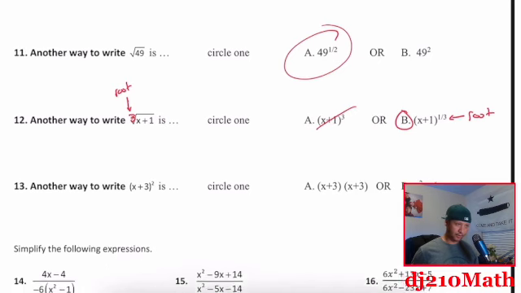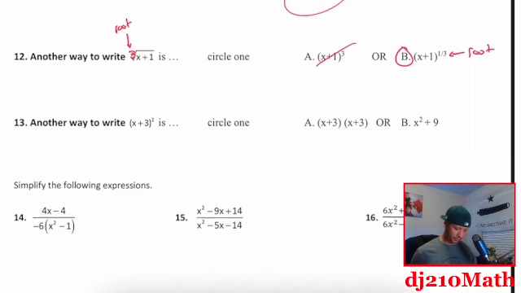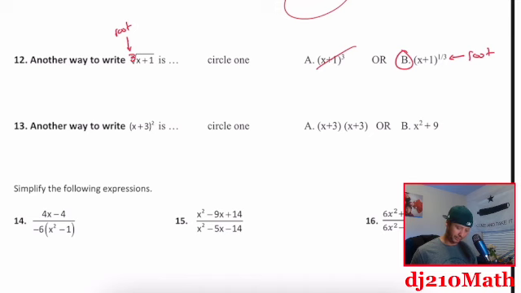Number 13. Another way to write x plus 3 squared. Right, x plus 3 times x plus 3. So A, right, it's x plus 3 squared. So meaning another one. So x plus 3 times x plus 3. You do not square the x and then square the 3. It does not work that way.